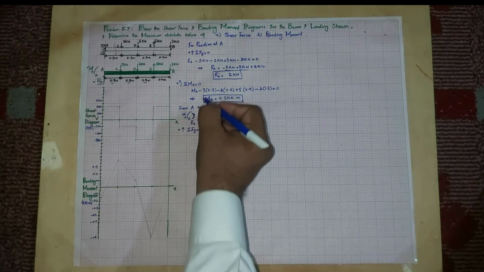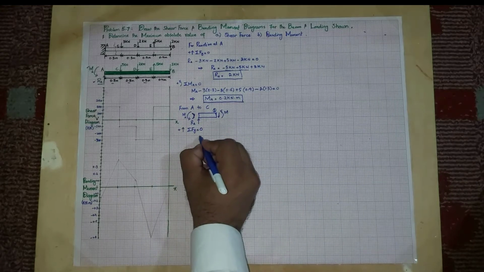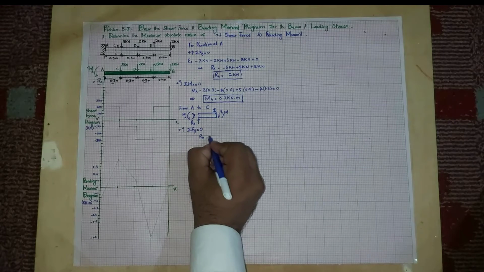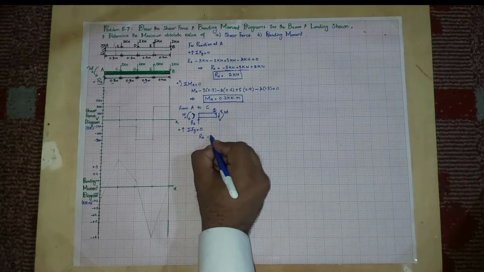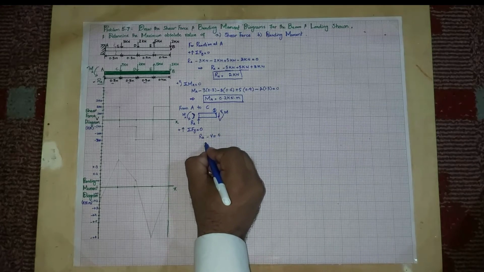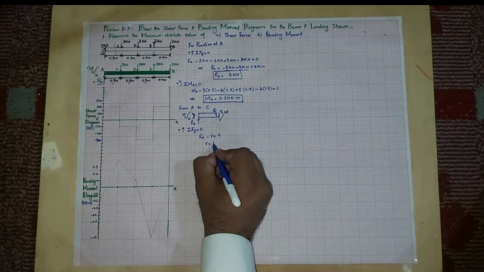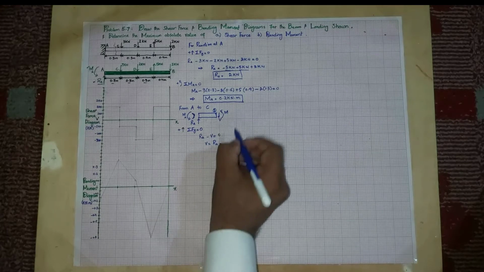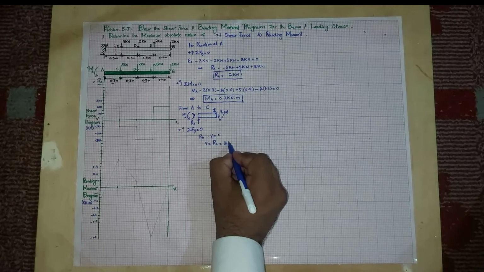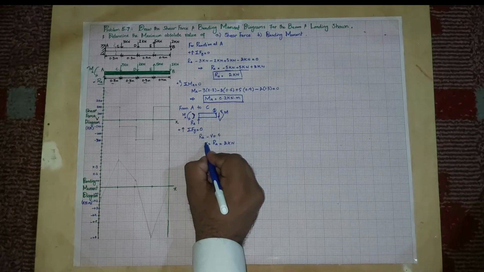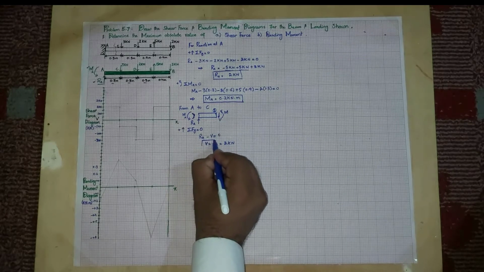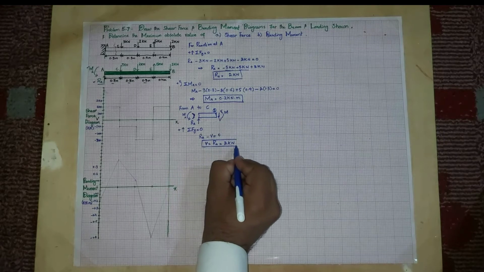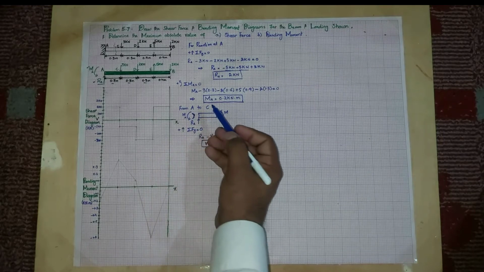So now by using the equilibrium equation, sum of all forces along the y direction will be equal to 0. So RA minus, let's say this is V, minus V is equal to 0. So V will be equal to RA, which is equal to 2 kilonewton. So this is the shear force equation for region A to C.